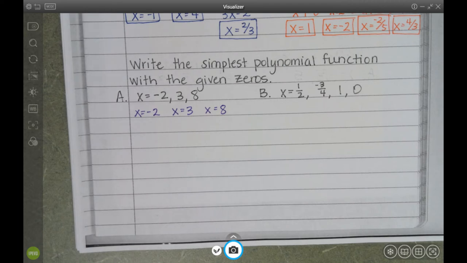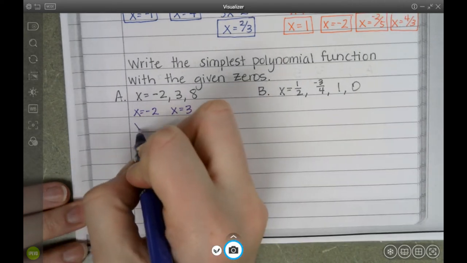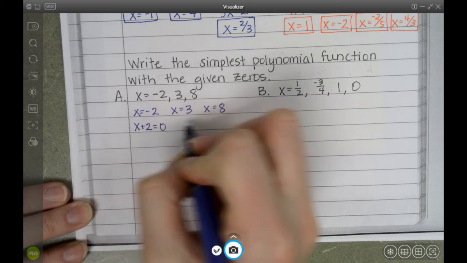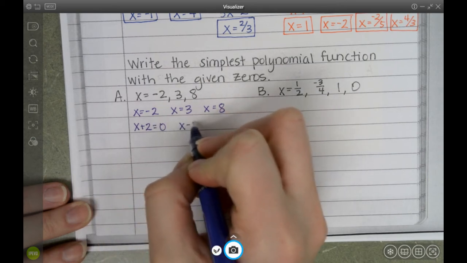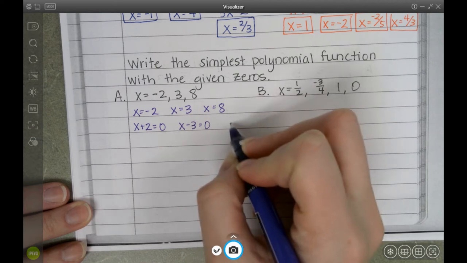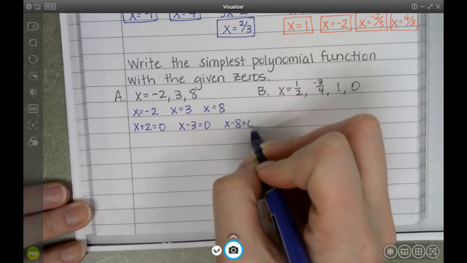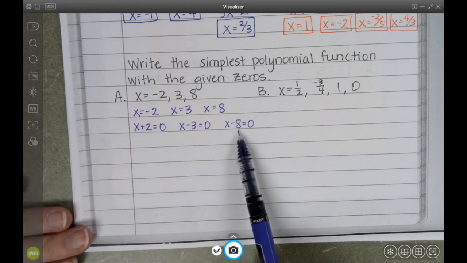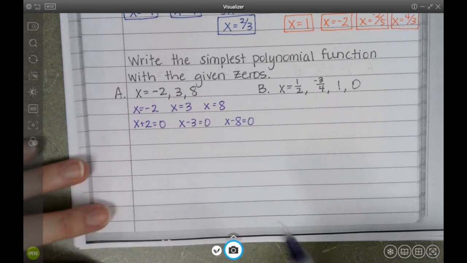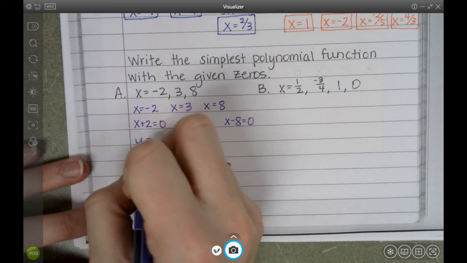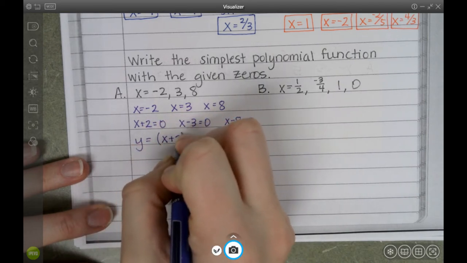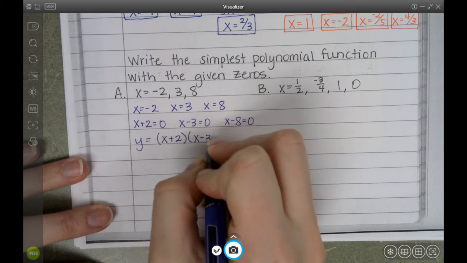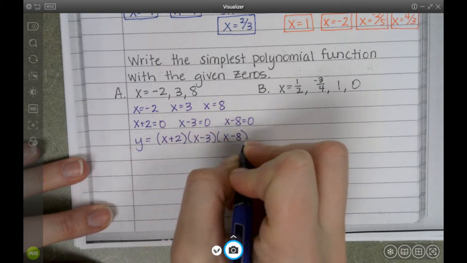I'm going to set each one equal to 0. So I'm going to add 2 to get x plus 2 equals 0. Subtract 3 to get x minus 3 equals 0. Subtract 8 to get x minus 8 equals 0. So these are all my factors, x plus 2, x minus 3, and x minus 8. So I'm going to write my equation, y equals x plus 2 times my next factor, x minus 3, times the next one of x minus 8.